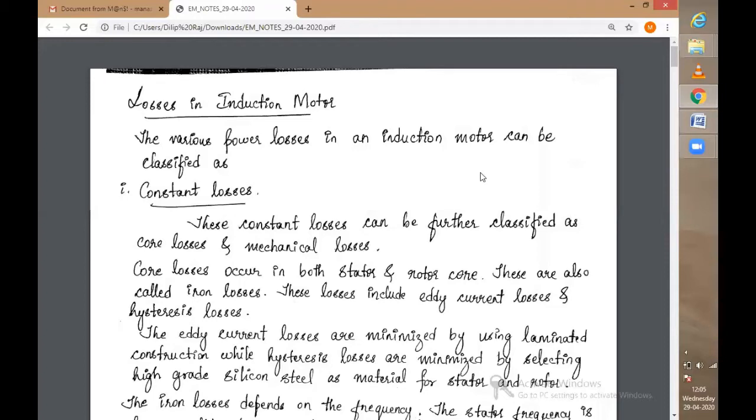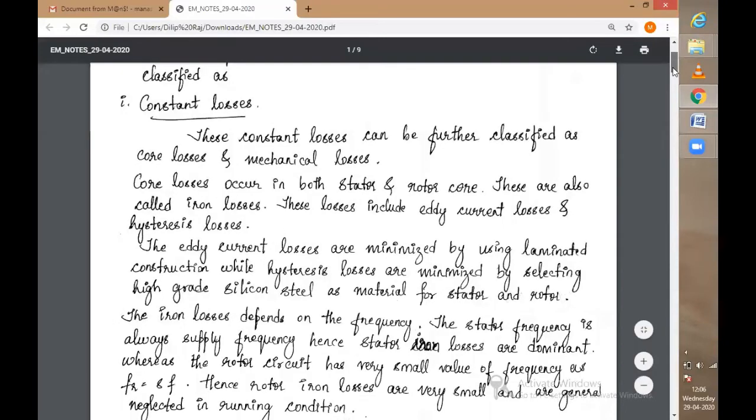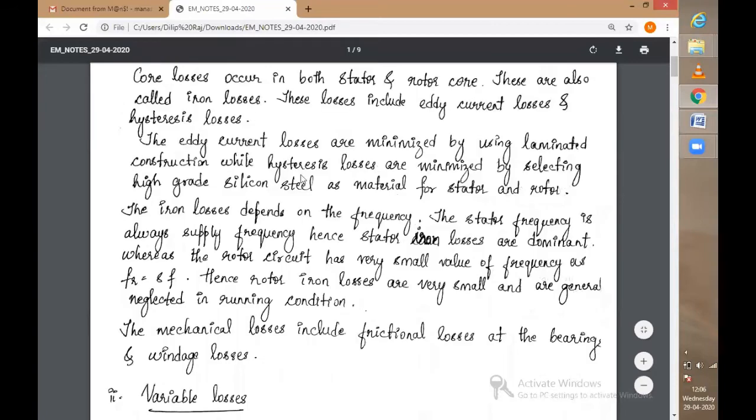As for how to minimize these losses, we cannot make these losses totally zero. The only possibility is to minimize them by following a laminated construction of the core, both stator and rotor core. We can keep the eddy current losses to a minimum value, whereas the hysteresis losses can be minimized by selecting high grade silicon steel, or those materials which have a smaller hysteresis loop, for the construction of rotor and stator. So these put together form the core loss or the iron loss.